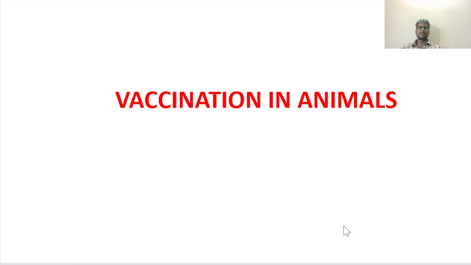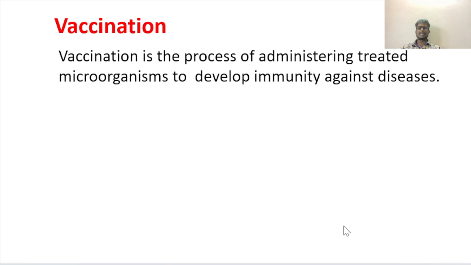Hi, very good evening. Today we discuss vaccination in animals. Vaccination is one of the important aspects of animal husbandry. What is vaccination? Vaccination is the process of administering treated microorganisms to develop immunity against disease.